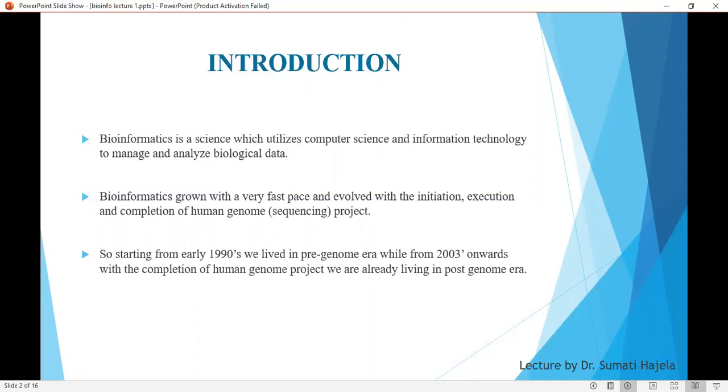Bioinformatics has grown with a very fast pace and evolved with the initiation, execution, and completion of the human genome sequencing project. So, starting from early 1990s, we lived in the pre-genome era when our genome sequence was not known, and after 2003 and beyond that, with the completion of the Human Genome Project, we are already living in the post-genome era.